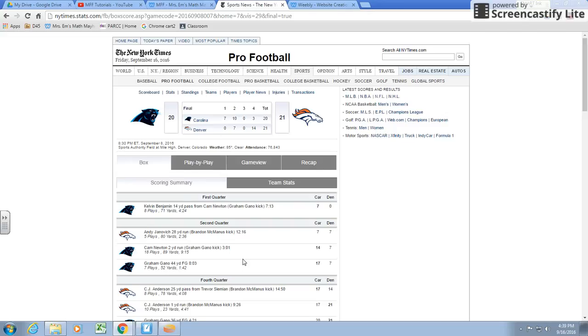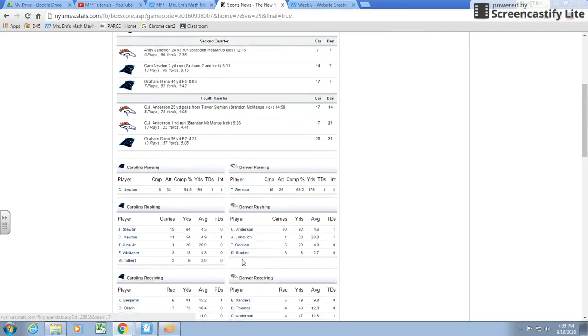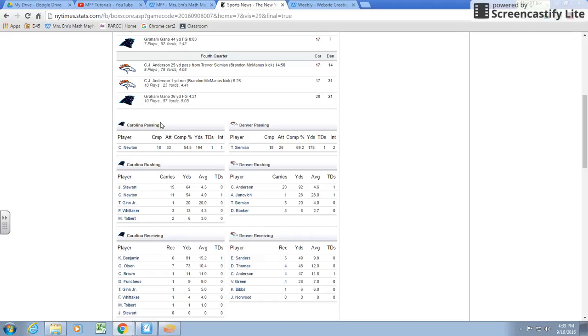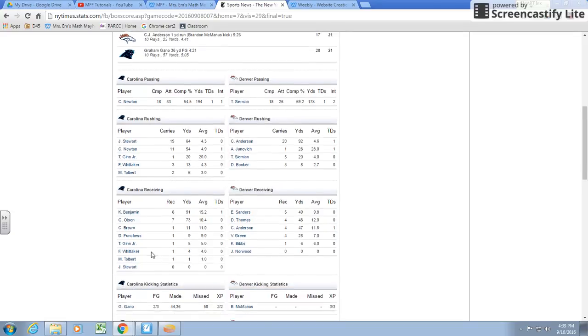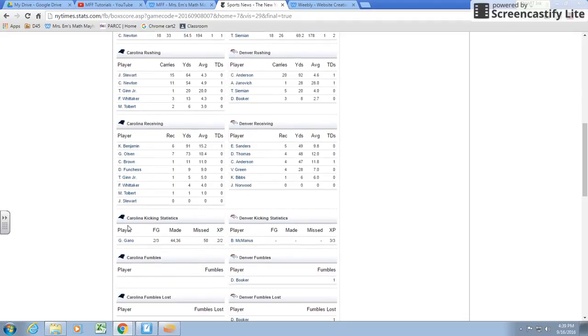Now, there's nothing of value that we need at the top, so I need to scroll down. Here's where Carolina is. It's on the left-hand side. Now, if you look, it says passing, that's the quarterback. Rushing is the running back. Receiving is the wide receiver. Underneath that is Carolina kicking stats.